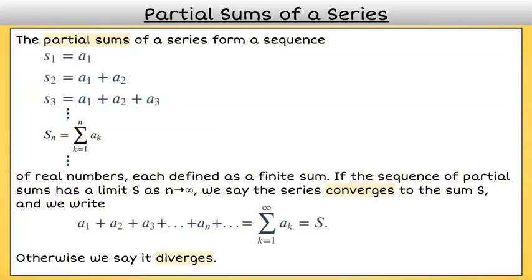We will define the sum of an infinite series as the limit of the sequence of partial sums. If that limit exists, we will say that the series converges. If that limit does not exist, we will say that the series diverges. In other words, if the sequence of partial sums converges, the series converges. If the sequence of partial sums diverges, the series diverges.